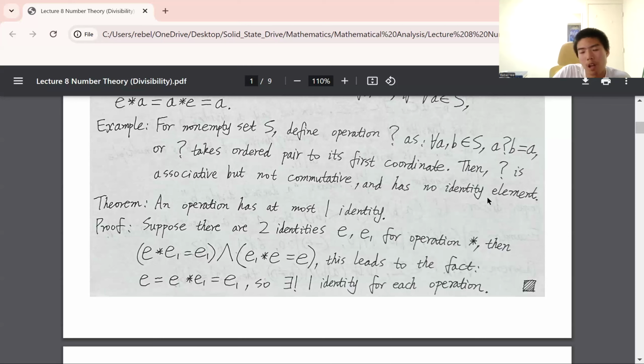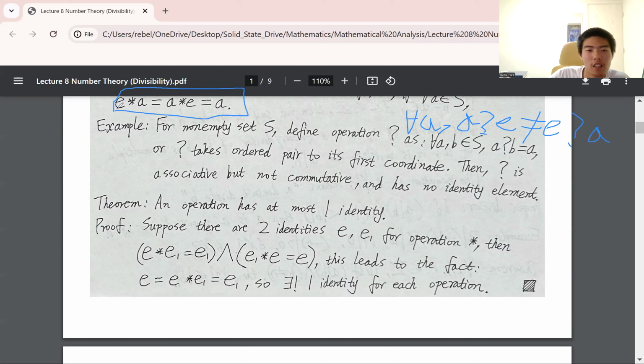Well, I don't think so, just because it is not commutative. For example, suppose you have one element E, for all elements A, like maybe it's not star anymore, it has become question mark. A question mark with E is not equal to E question mark with A, which violates this first part. So it doesn't have an identity here.